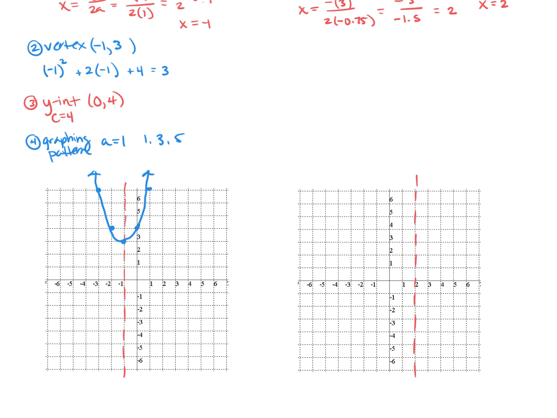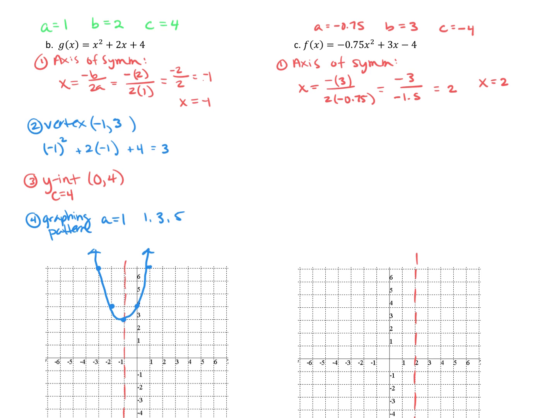All right, after the axis of symmetry, we find our vertex. Step 2. Remember, we have half of the vertex already. We know the x value is a 2. We're just going to plug that in to get the y value. So negative 0.75 times 2 squared plus 3 times 2 minus 4. Using your calculator and typing it in exactly as we wrote it, you're going to get back a negative 1. So our vertex is at 2, negative 1.